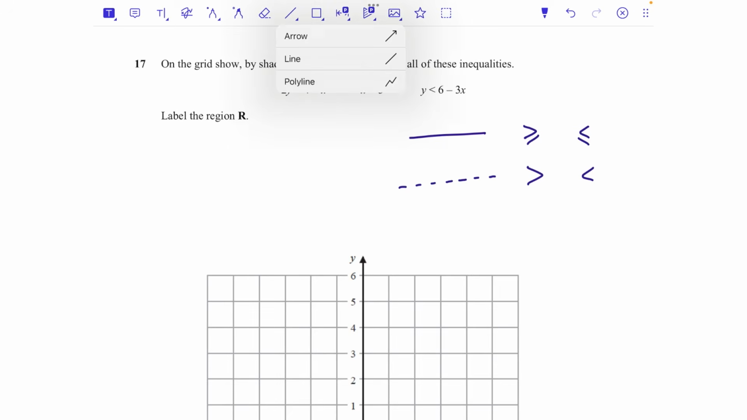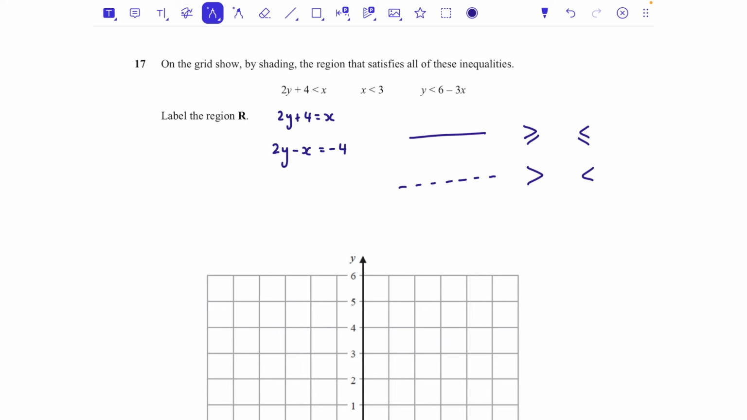So I'm just going to change my line to be dotted. Now what we want to do is draw this when it's equal. So I want to draw 2y add 4 equals x. And then I'll worry about what side to shade afterwards. So I can change this to be 2y minus x equals minus 4. And I've just rearranged it, so I've got the x and y on the same side. What that enables me to do is the cover-up method.